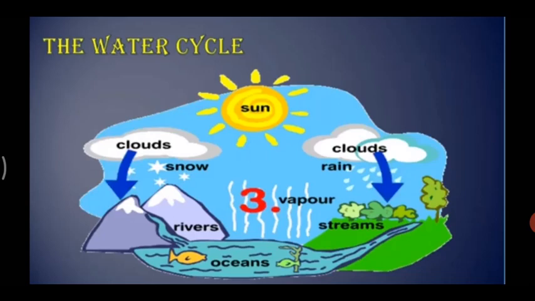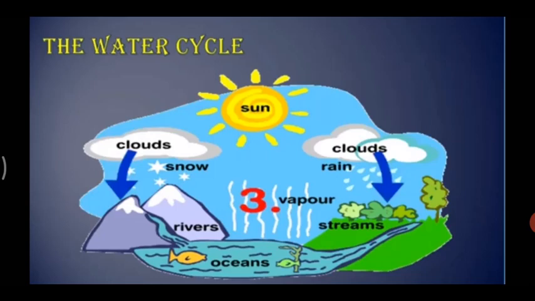This makes it clear that the beginning and the end of the water cycle takes place where? It takes place in the ocean. The beginning and the end of the water cycle takes place in the ocean.